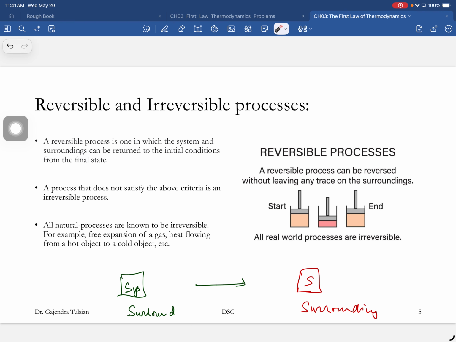Okay? So here's the neat thing about this equation. The heat added to the system is path dependent. The work done by the system is path dependent. But the difference, the change in internal energy, is path independent. So the change in internal energy of the system is path independent. Internal energy is a state function.